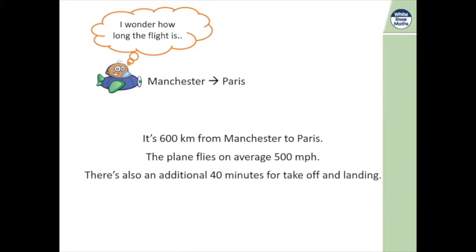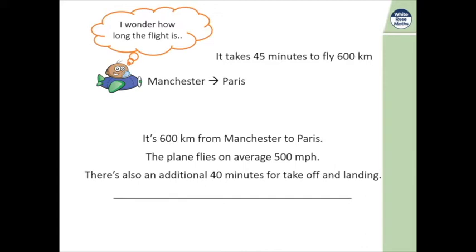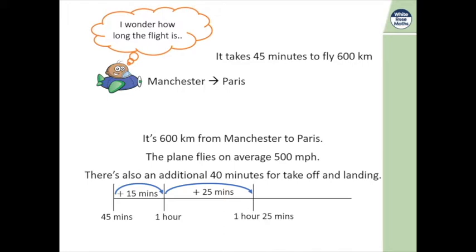So we've worked out it takes 45 minutes to fly 600 kilometres, but that doesn't mean that's the flight time. Remember, there's an additional 40 minutes to be added for takeoff and landing. So we need to work out 45 minutes plus 40 minutes. Let's use a number line to help us. I can add 15 more minutes to get to an hour, and then I need to add a further 25 minutes, so I've added 40 minutes in total. That takes us to 1 hour and 25 minutes. So the flight from Manchester to Paris is 1 hour and 25 minutes.